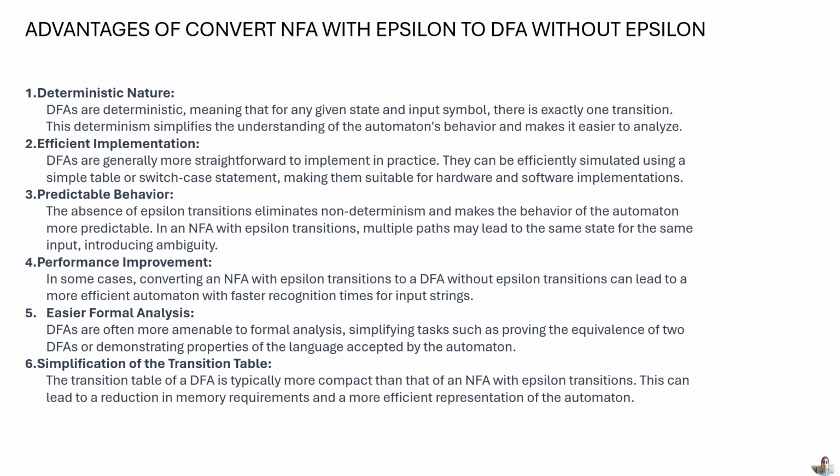Simplification of the transition table: the transition table of a DFA is typically more compact than that of an NFA with epsilon transitions. This can lead to a reduction in memory requirements and a more efficient representation of the automaton.